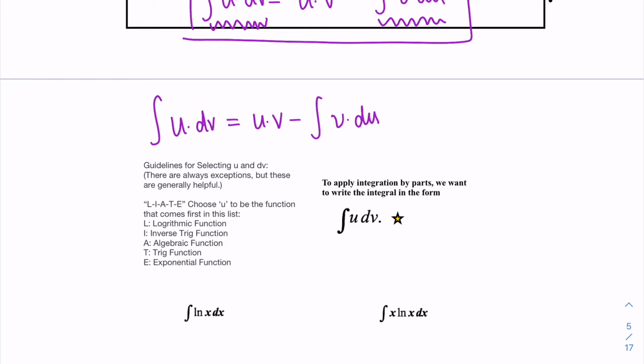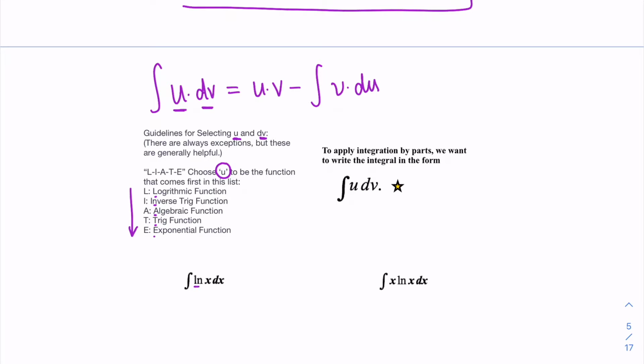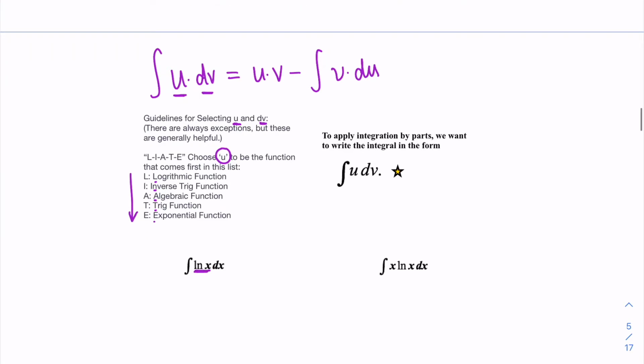In order to use this formula, the most important thing is to identify, for any given function, what is our u and what is our dv. There are some guidelines. In most cases, we can use the rule. How do we choose u? If you have logarithmic, inverse trig, algebraic, trig, and exponential functions, following this order, we choose u as one of these functions. For example, if you have ln of x, we are going to choose that as our u.